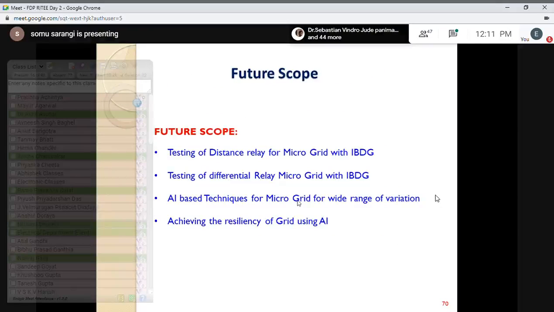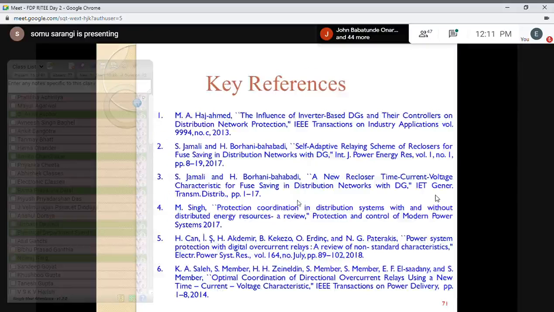So what is the future scope with inverter based DG? Testing of a distance relay for a microgrid, testing of a differential relay for a microgrid, and AI based techniques for a microgrid for a wide range of variation, achieving resiliency of the grid by using AI. So these are the key references I have. I am eager to take some questions from the audience if you have any.